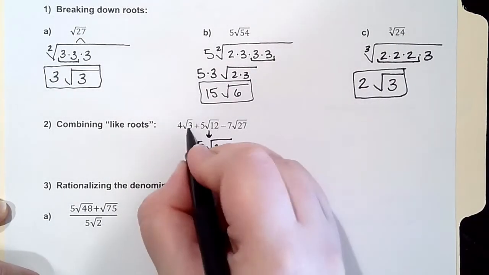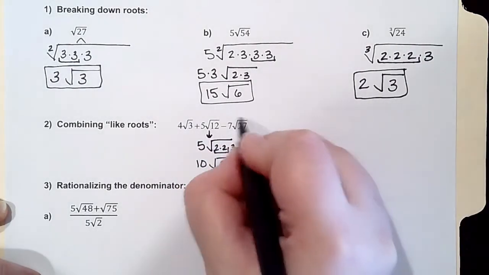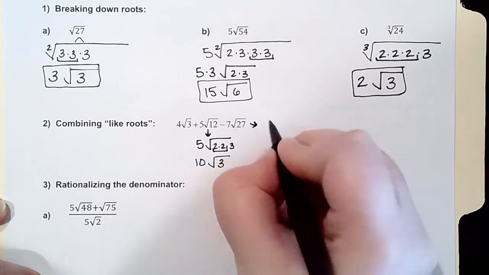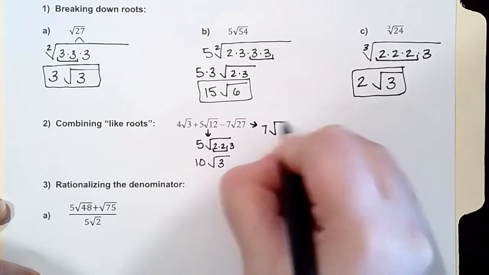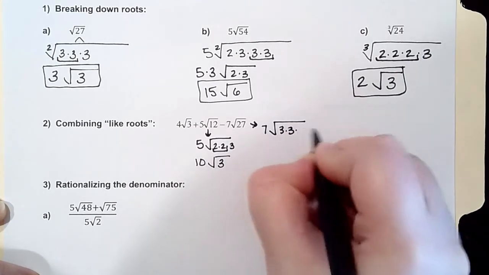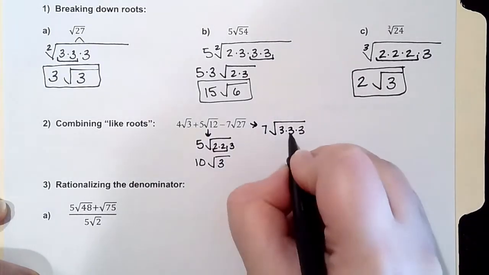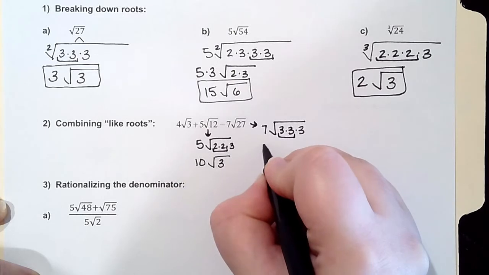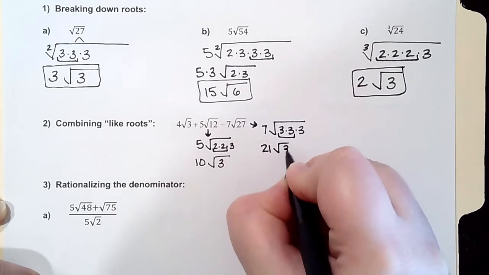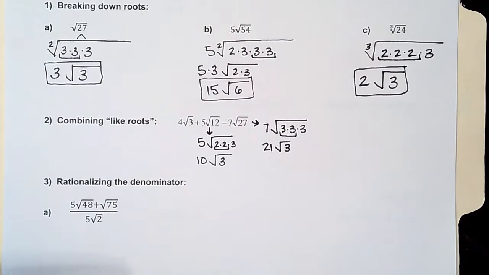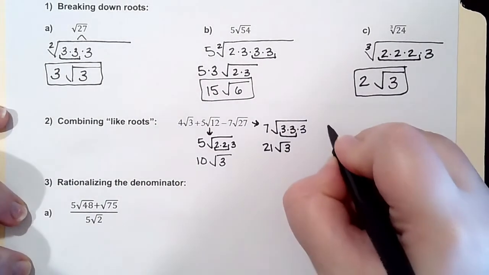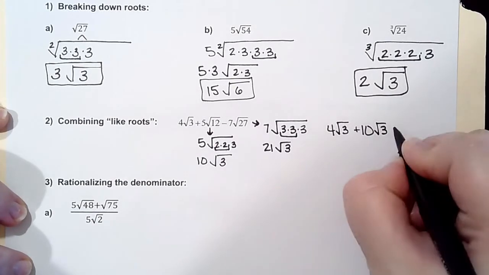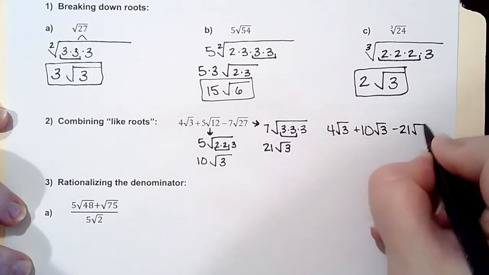And then, notice those are now like roots, but the 7 times the square root of 27 is not. So I'm also going to simplify that one. That becomes 7 root 3 times 3 times 3. I pull a pair of 3's out, it becomes 1. So this is the same thing as 21 root 3. Now when I rewrite this, I can rewrite it as the like roots. I've got 4 square root 3 plus 10 square root 3 minus 21 square root 3.